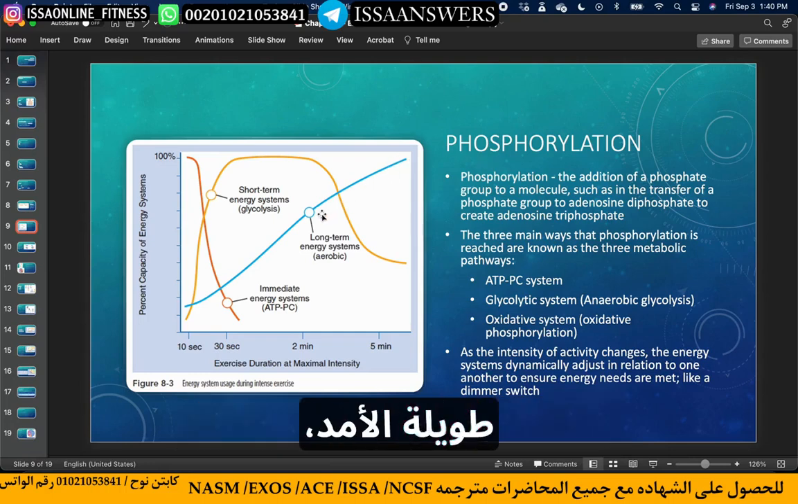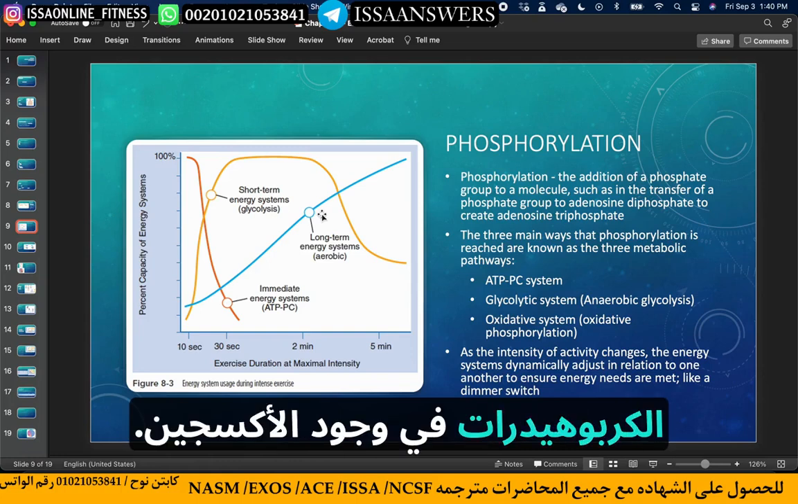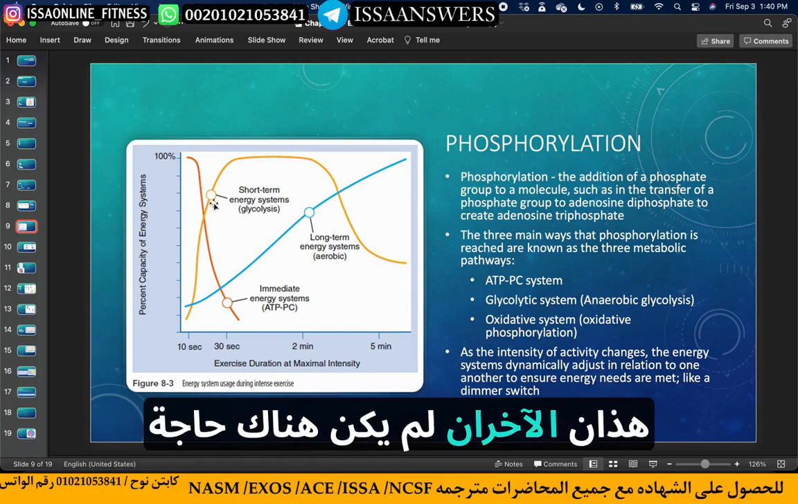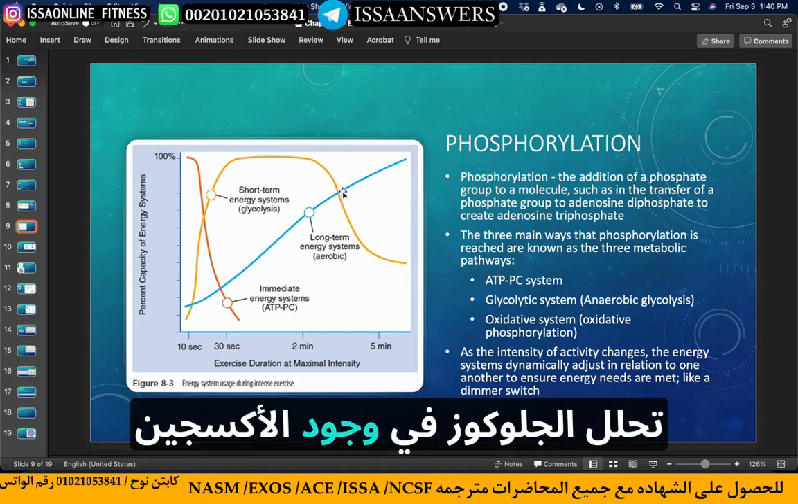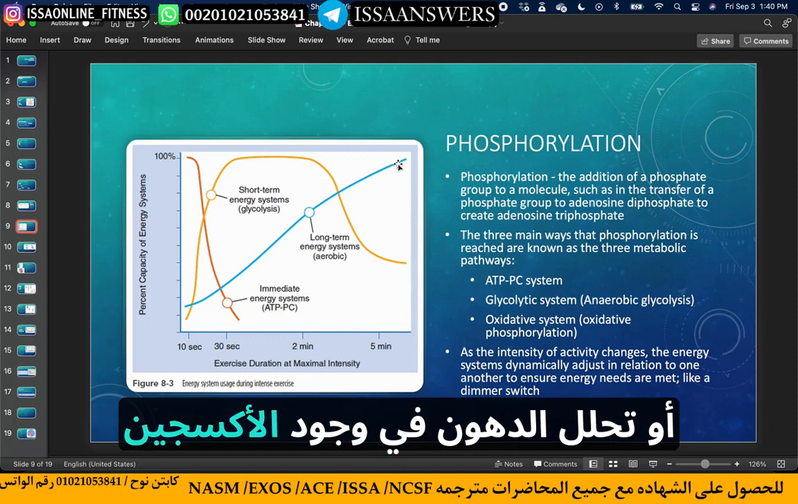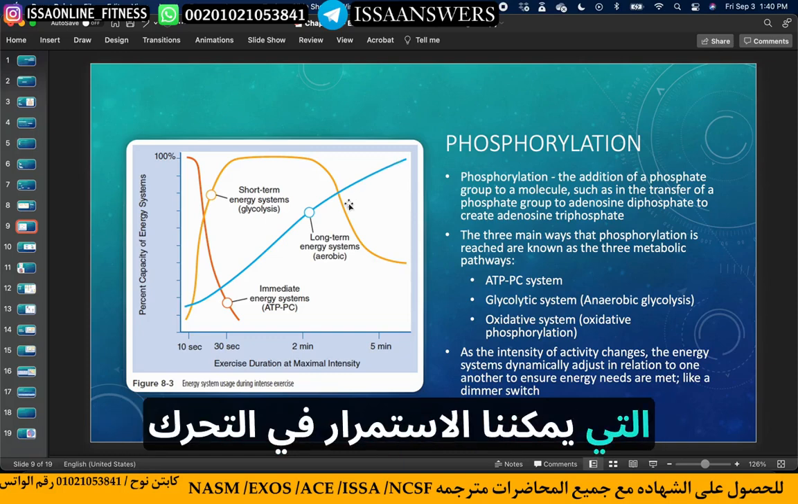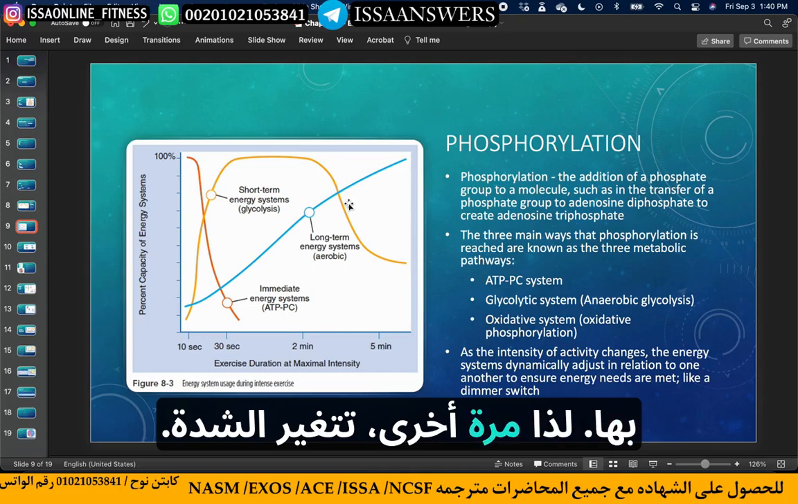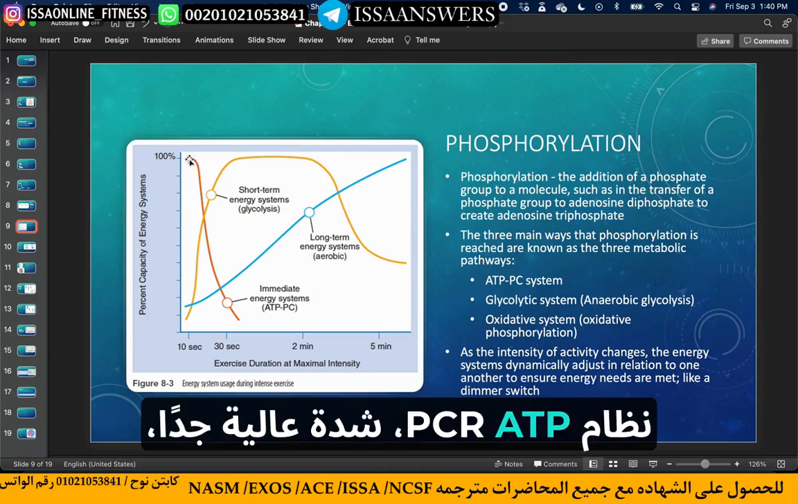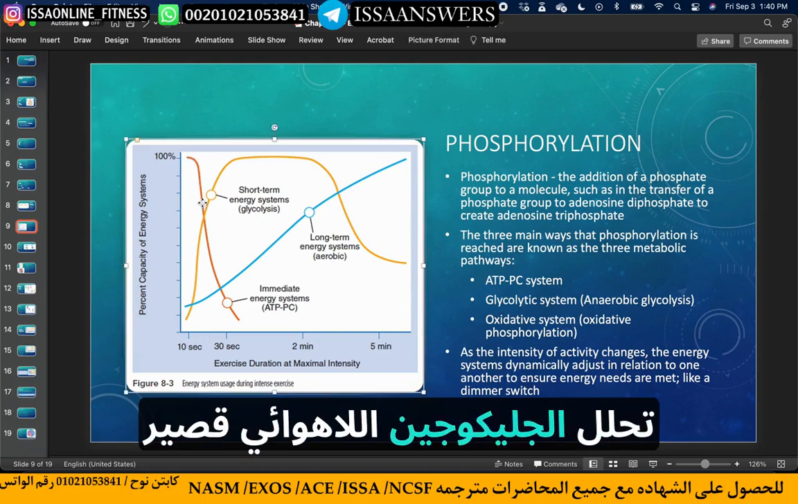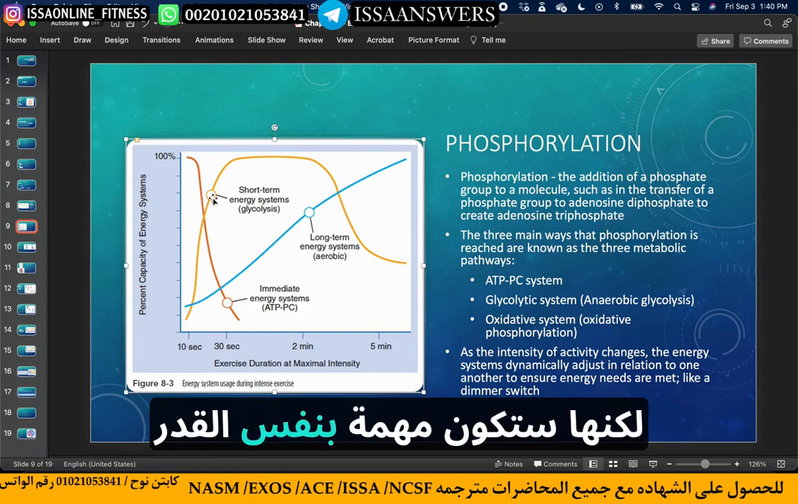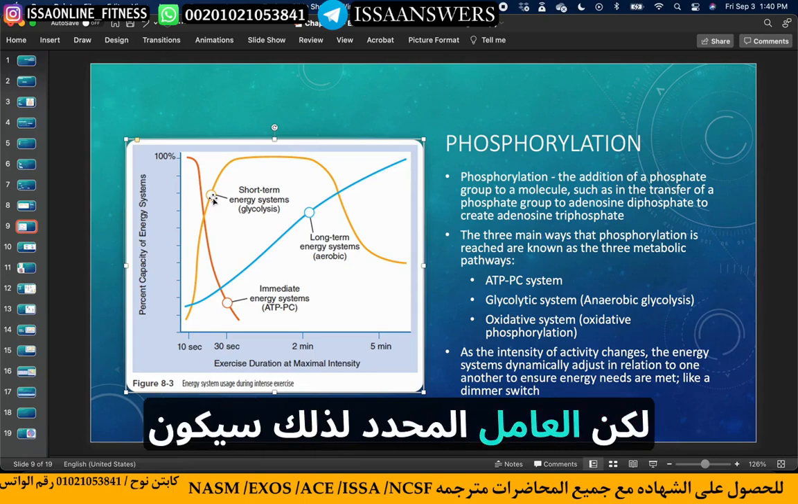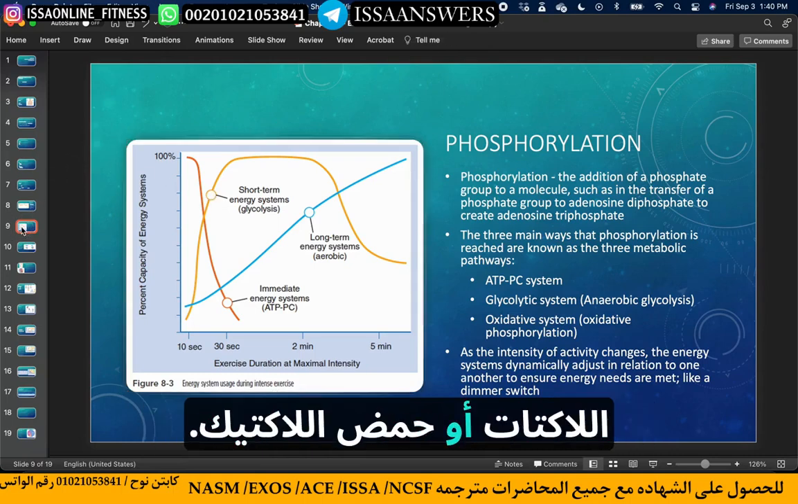But understand that long-term energy systems, again, use carbohydrate breakdown in the presence of oxygen. These other two, there's no oxygen required. But this will take glucose breakdown in the presence of oxygen, or fat breakdown in the presence of oxygen, or protein breakdown, to give us the energy that we can continuously move on. So again, intensity changes that. ATP PCR system, very high intensity. Short-term anaerobic glycolysis, intensity is going to be a little bit lower, but it's going to be just as important, because we're going to need that. But the limiting factor for that would be lactate or lactic acid.